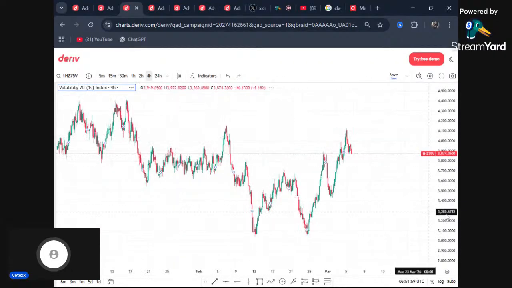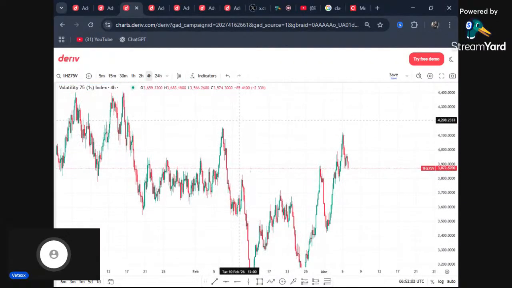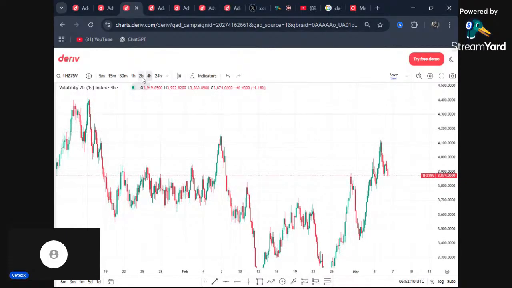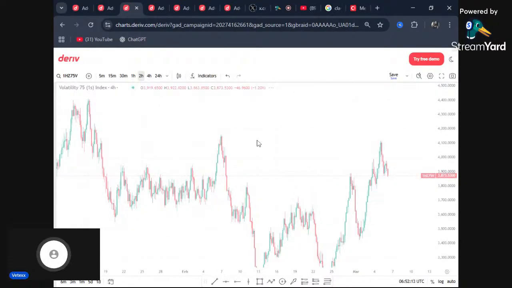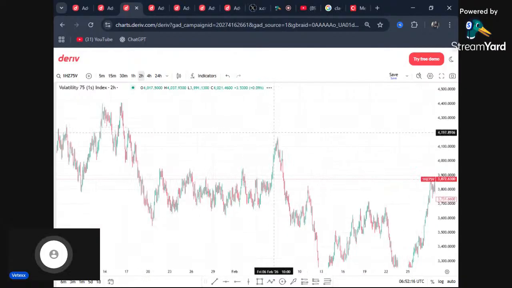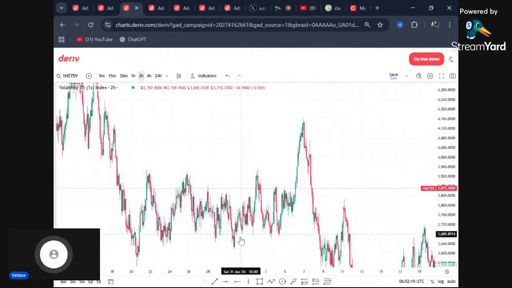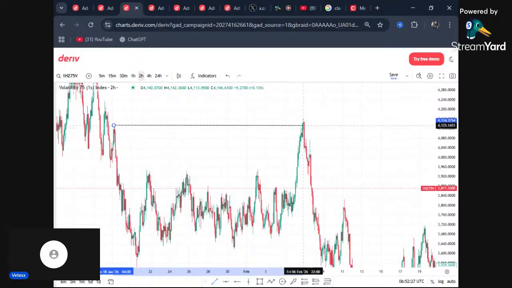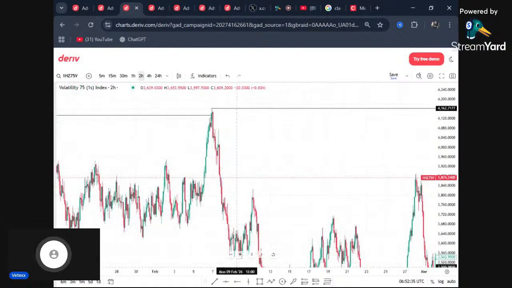On the 4-hour time frame, what do we have? Let me switch to the 2-hour time frame so we can see clearly. So on the 2-hour time frame, we have this move right here. We have this as our sweep of liquidity. And then we have this protected high. And this becomes our structural liquidity.